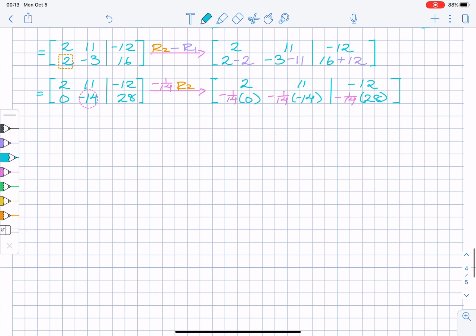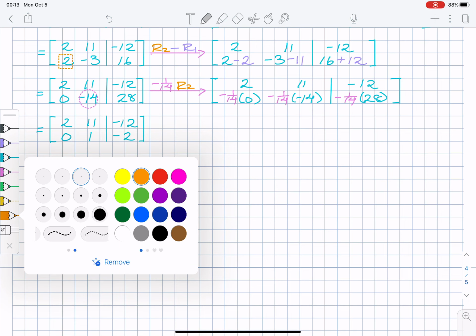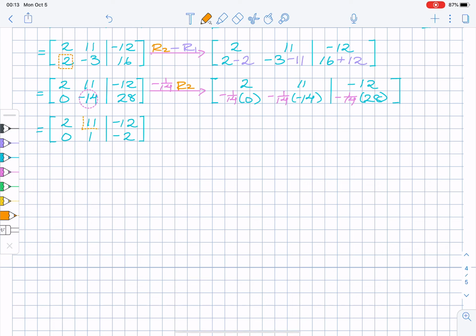Okay, so what does that give us? That gives us 2 and 0, 11 and positive 1, augment, negative 12 and negative 2. Okay, well, I'm still not to the point where I can divide row 1 to get anything nice. However, pardon me, can I zero this guy out if I subtracted 11? But remember, I'm not allowed to subtract 11, right?